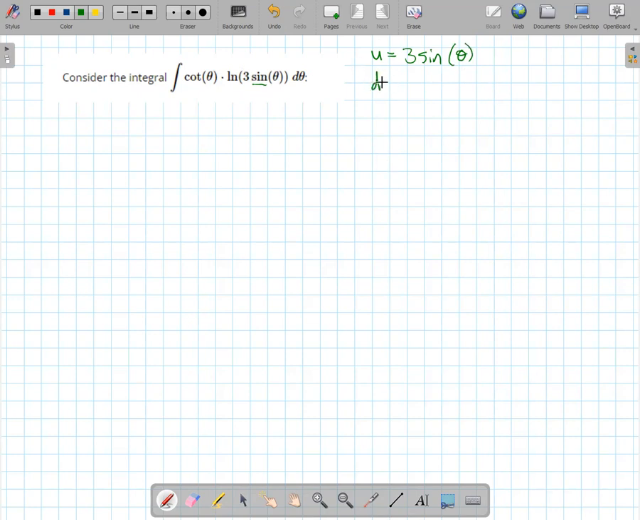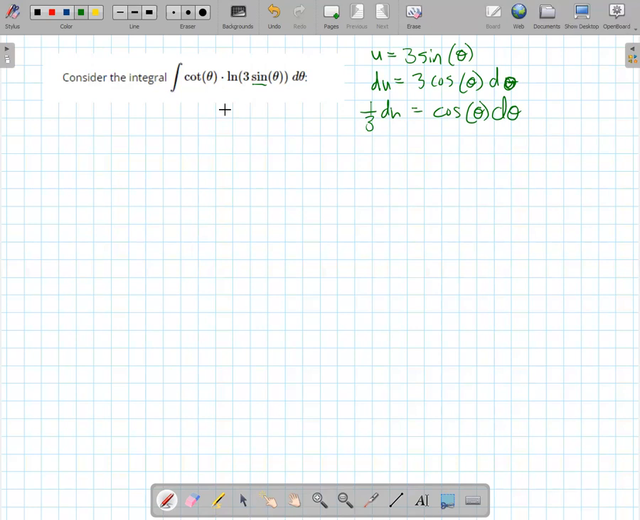If I do that, then du would be 3 cosine of theta d theta. And I don't have an extra 3 out there, so I'll divide the 3 over and say that's 1/3 du equals cosine theta d theta. All right, so let's see. I don't have a cosine, I have a cotangent.